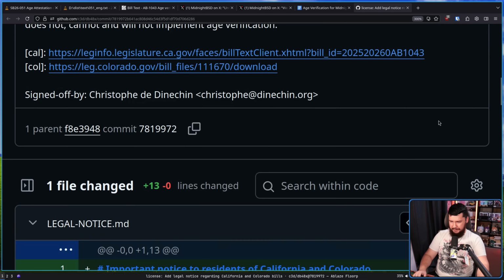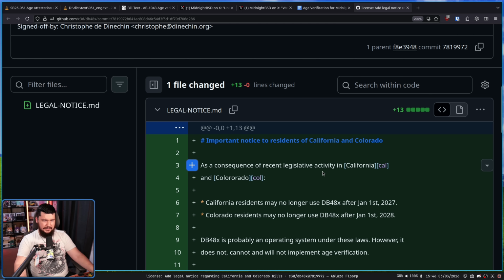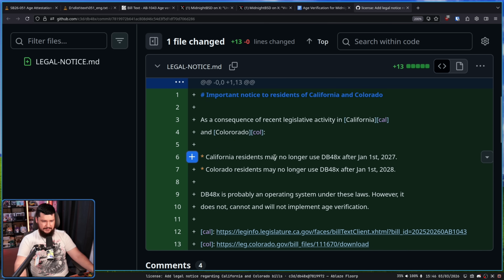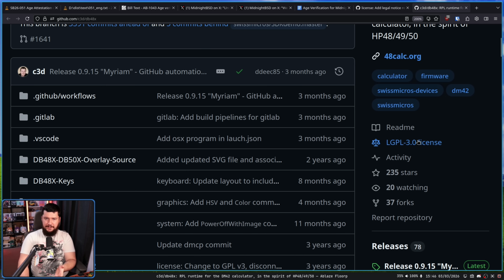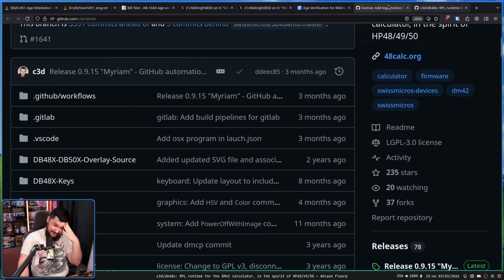Another one that's been going around is this calculator software, which had this commit: add legal notice regarding California and Colorado bills. And this is basically what it added into the README. As a consequence of recent legislative activity in California and Colorado, California residents may no longer use DB48X, that is this software, after this date, and Colorado the same. DB48X is probably an operating system under these laws. I like that. Probably an operating system. However, it does not and cannot and will not implement age verification. But this is LGPL-v3 software, so that probably runs afoul of the license.